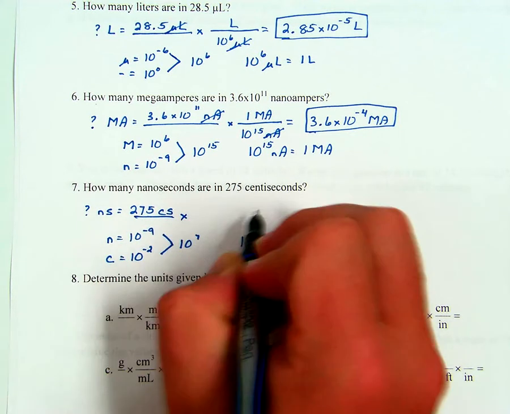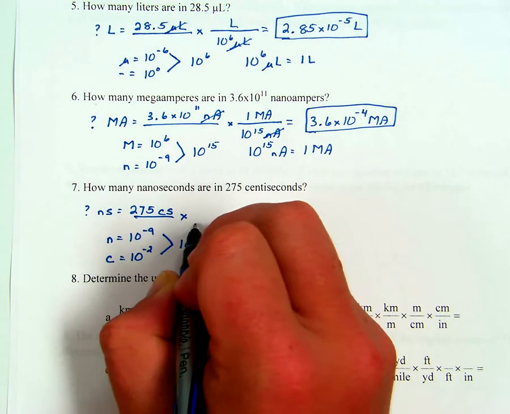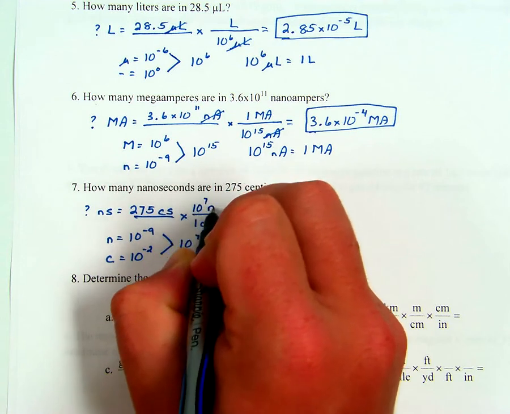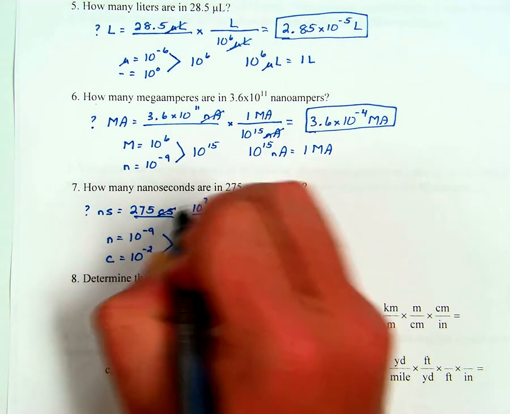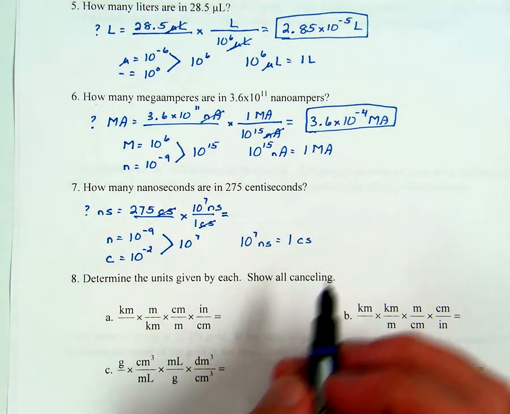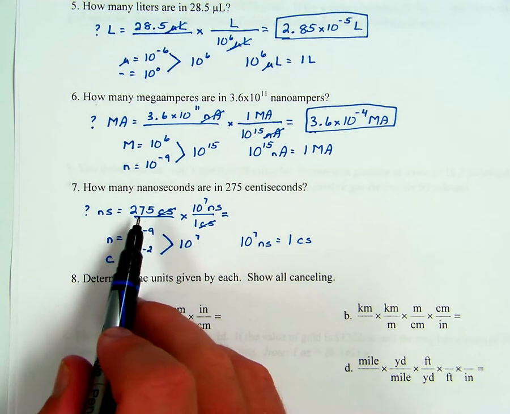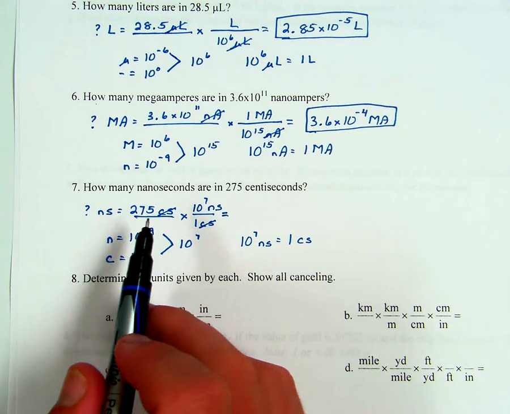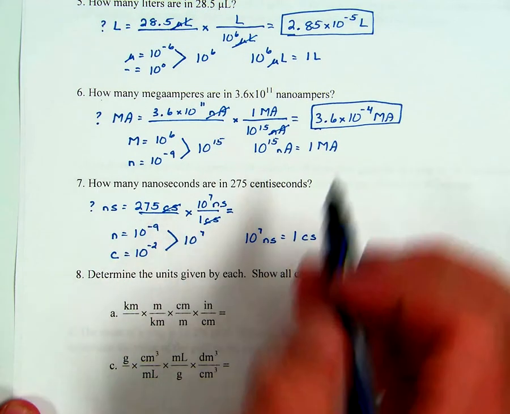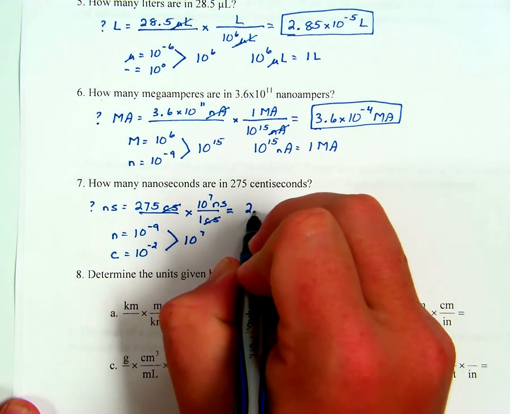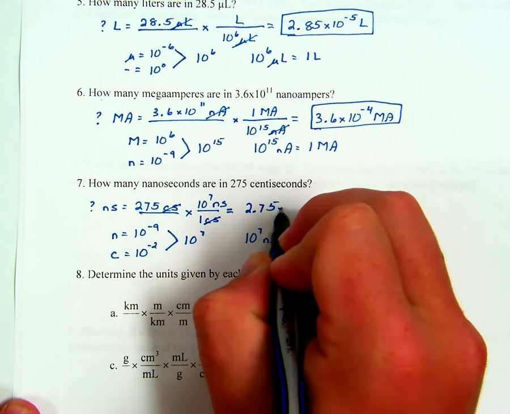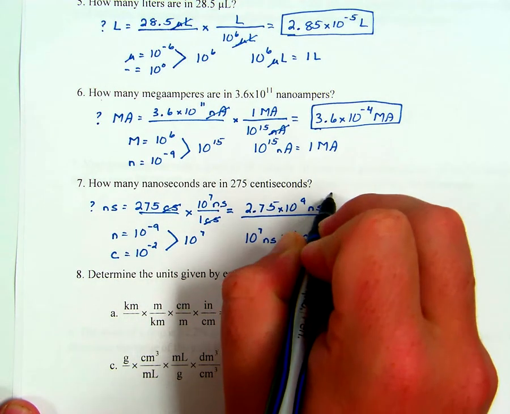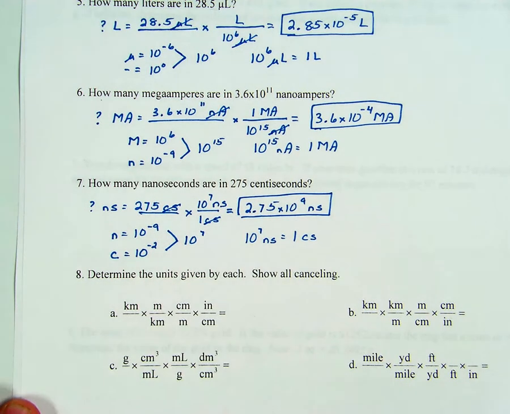So I can do my conversion here. 1 centisecond on bottom, 10 to the 7th nanoseconds on top. Centiseconds cancel. Again, thinking of the first number in scientific notation, that would be 2.75 times 10 to the 2nd. So 10 to the 2nd times 10 to the 7th is 10 to the 9th. So 2.75 times 10 to the 9th nanoseconds. And we're done with that part.